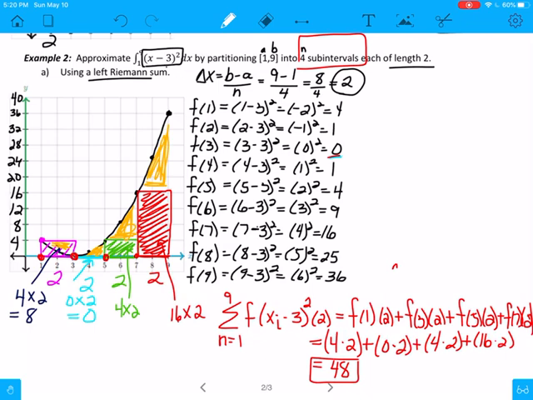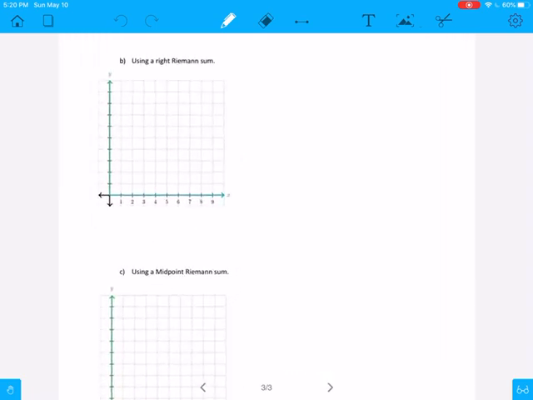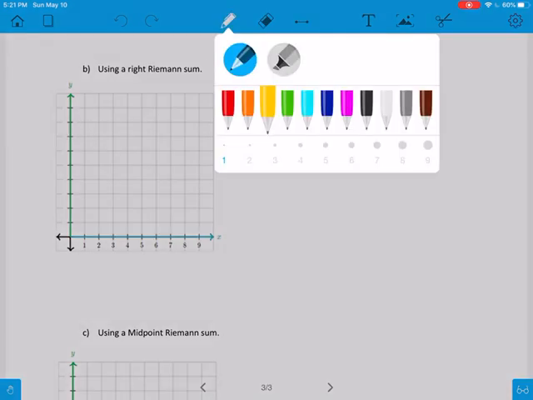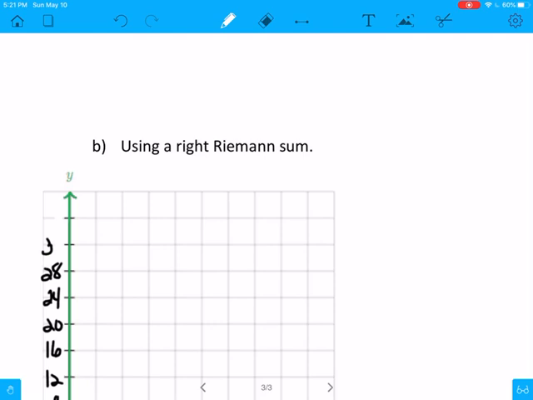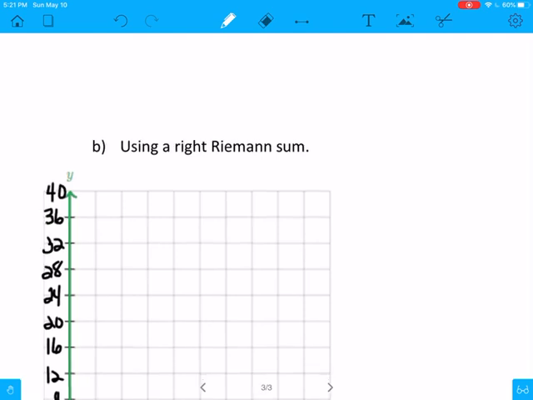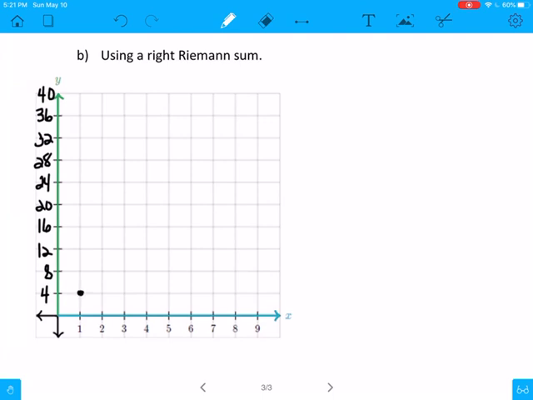Now we're going to do the same thing, but with right bound. So we're still going to have to plot all the points. We're at 1 and 4, then 4, 8, 12, 16, 20, 24, 28, 32, 36, 40. So we're at 1 and 4, 2 and 1, 3 and 0, 4 and 1, 5 and 4, 6 and 9, 7 and 16, 8 and 25, 9 and 36.